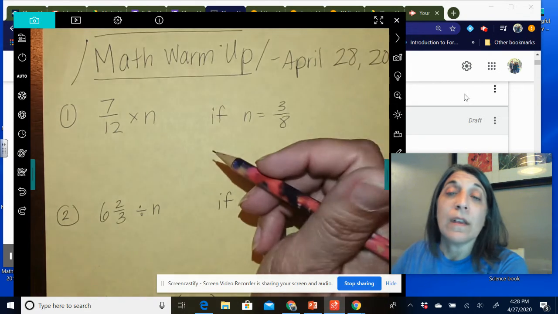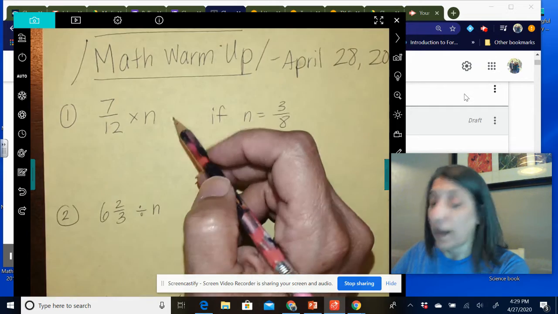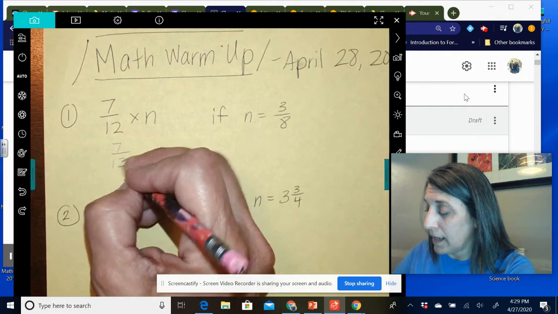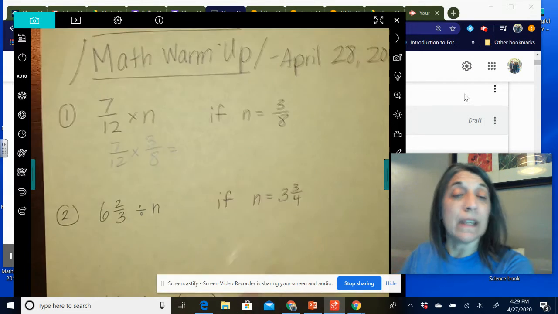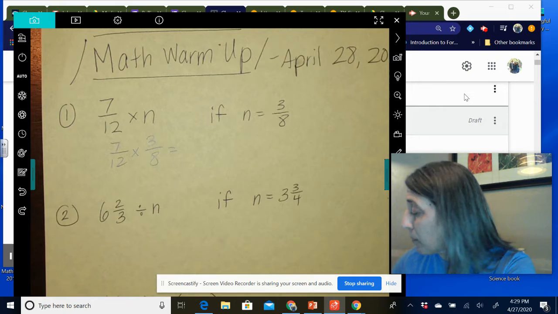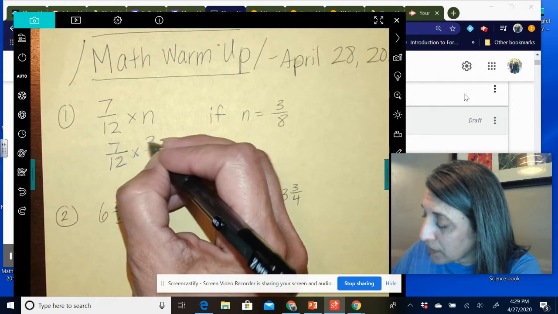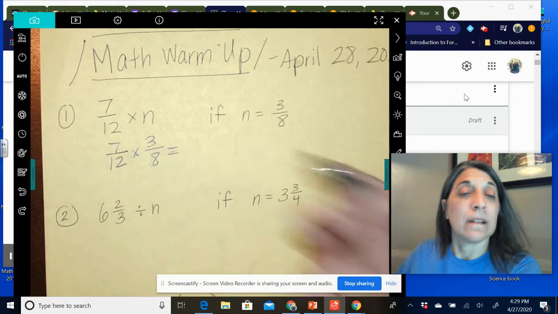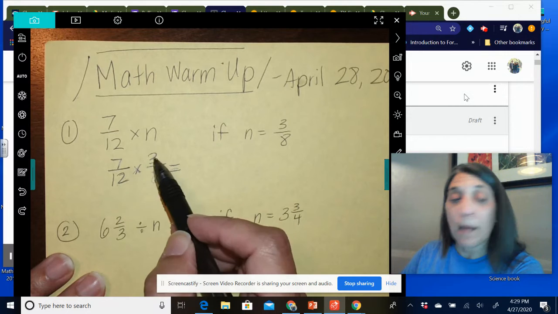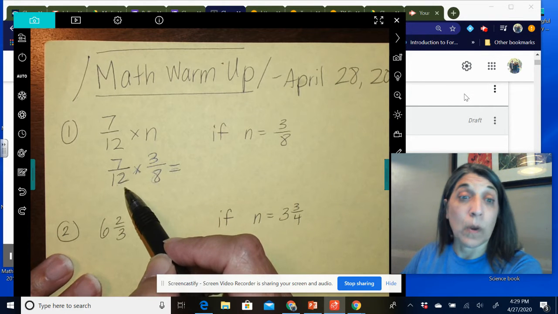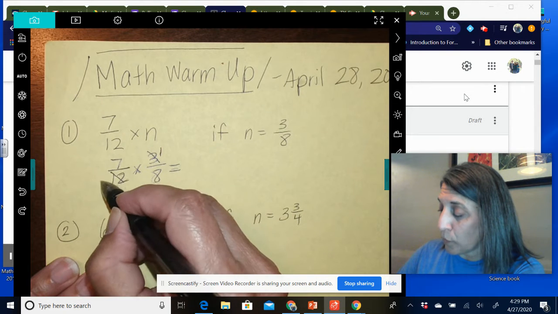You can do this. So the first thing you're going to be doing is substituting in 3/8 for n. So hopefully you rewrote that as times 3/8. Okay, and then hopefully, I'm going to use a pen because I feel like y'all probably can't see that very well. Hopefully you remembered to simplify. Is that better? Before you multiply. I see there's a common factor here in 12 and 3, which is 3. 3 goes into 3 once. 3 goes into 12 4 times.